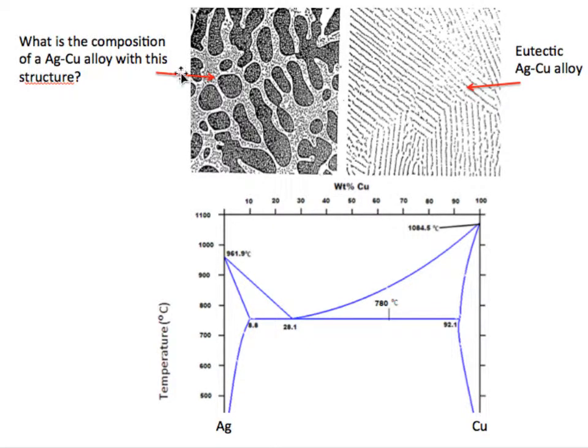Let's go back to this structure. Well, what do we see here? That means that these dendrites, this primary precipitation, is the copper phase. These are copper dendrites forming here. And that means also that we have to be in this part of the phase diagram.